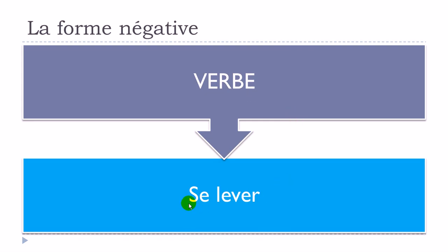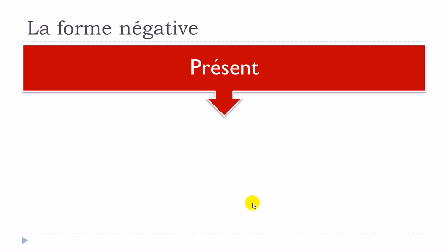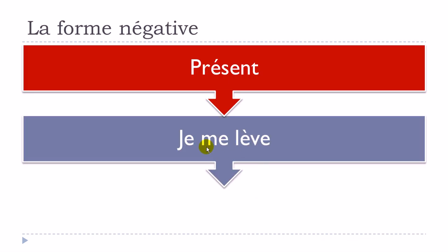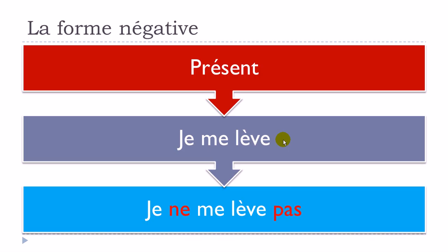We will take the verb se lever. Okay, so it's un verbe pronominal, se lever. And then at the present form, so je me lève. Se lever is to get up. Okay, je me lève. All right, and the question is, where do we need to put ne and pas?